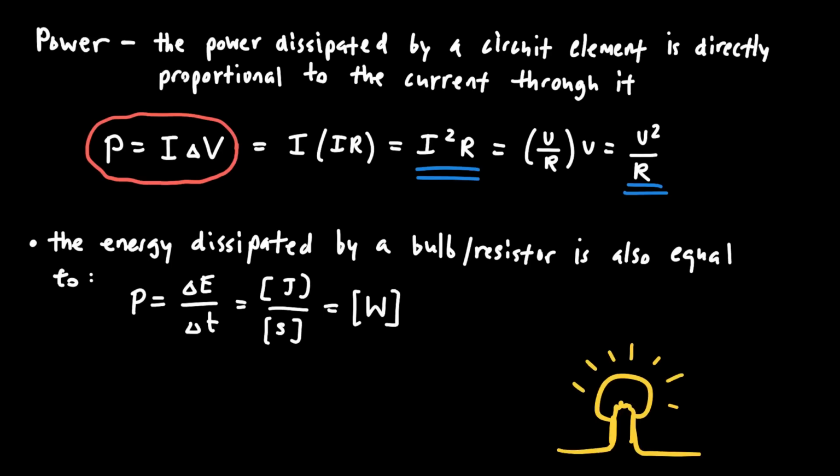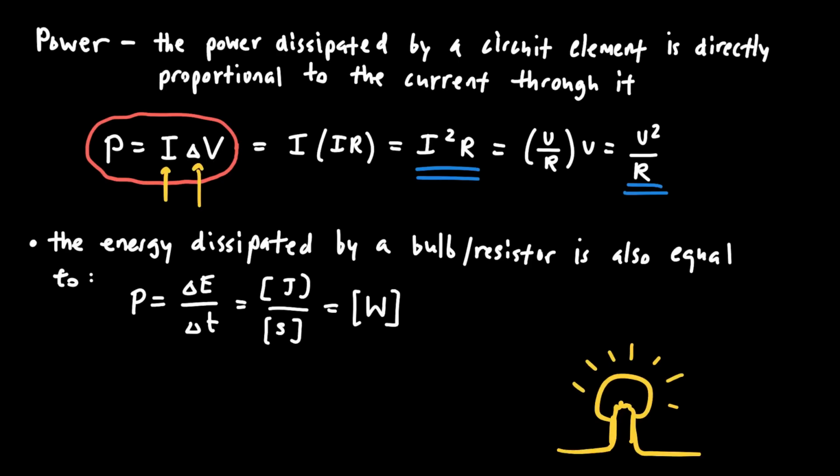And that's why the battery has to be there, to provide more energy, because there's constantly energy loss due to the fact that energy is being dissipated by different circuit elements. So in general, the equation for power is current times voltage.